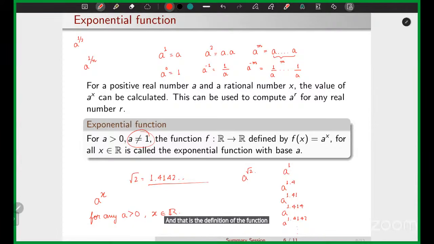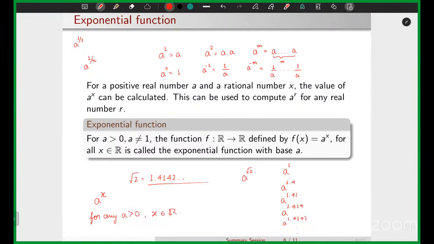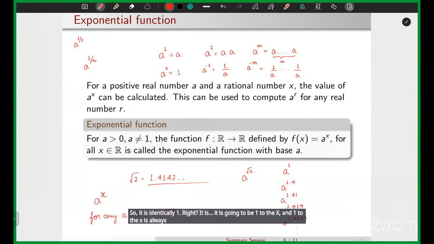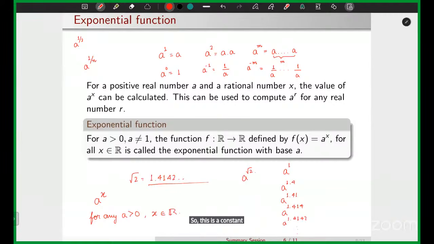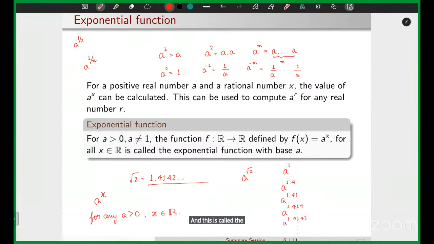We exclude a equal to 1 because, in that case, what is the nature of the function? It is identically 1, right? It is 1 to the x, and 1 to the x is always 1. So this is a constant function. It is still a function, but it will not enjoy some of the properties that we'll state later. So we'll just exclude it from our discussion. And this is called the exponential function with base a.